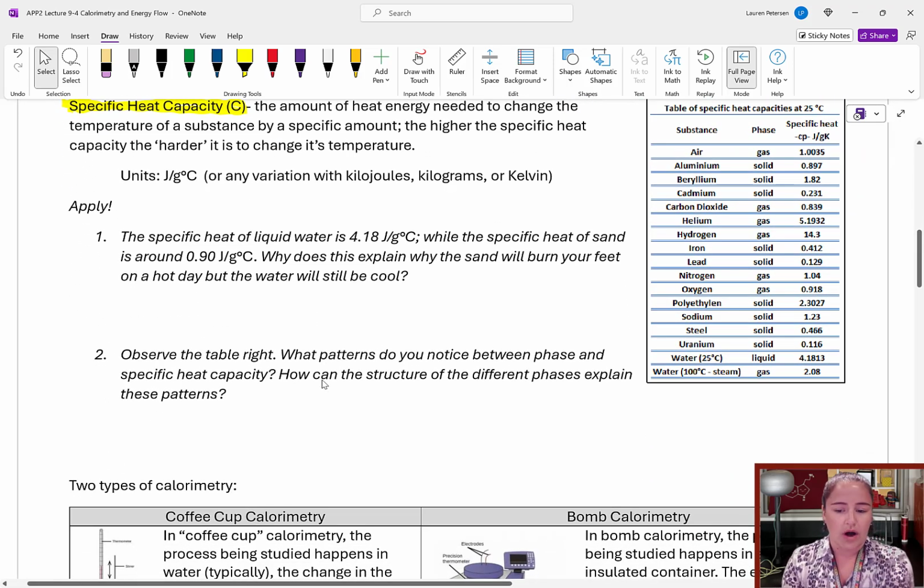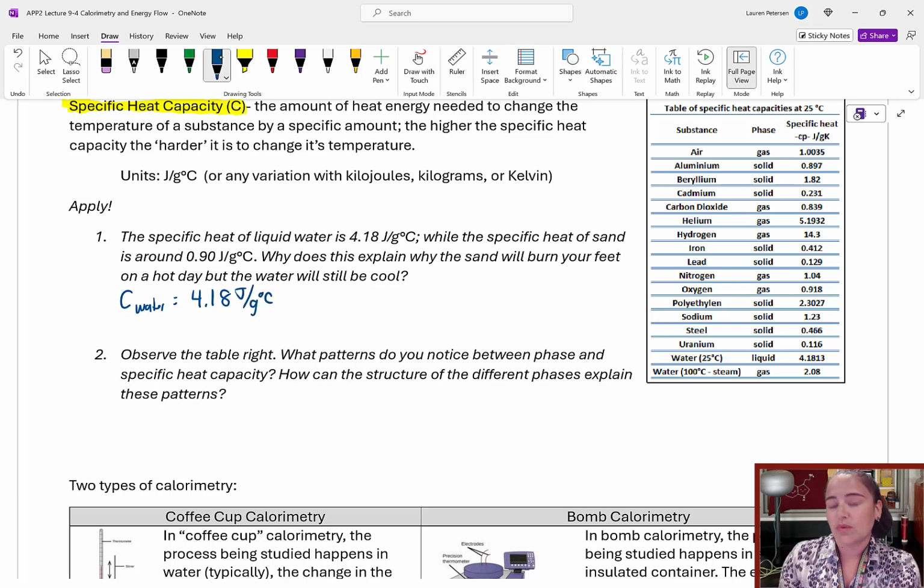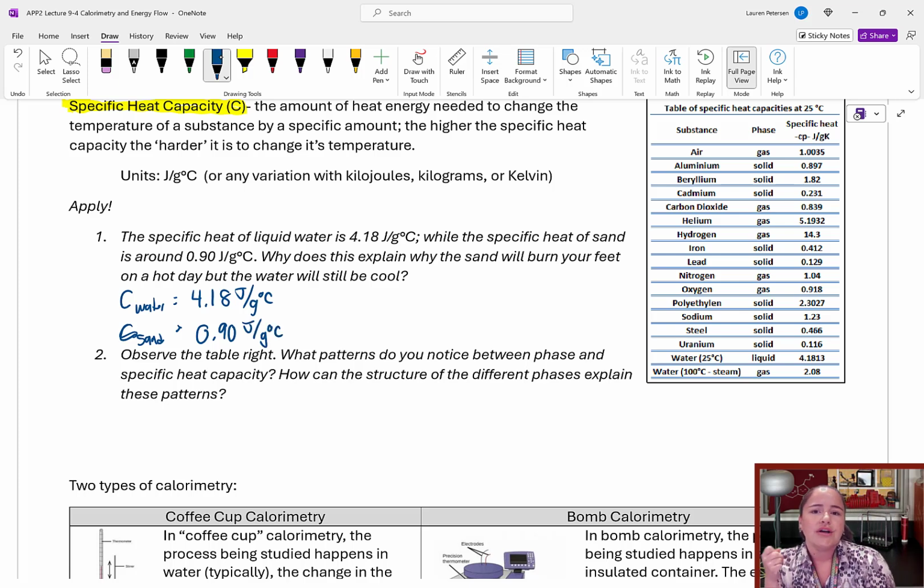The specific heat of water, okay, so C water is 4.18 joules per gram degree Celsius, where the specific heat of sand, okay, which is mostly silicon dioxide, is around 0.90 joules per gram degree Celsius. So how can we use this fact to explain why when you walk on the beach in the summertime, the water is still cool, but the sand might be hot enough to burn your feet?